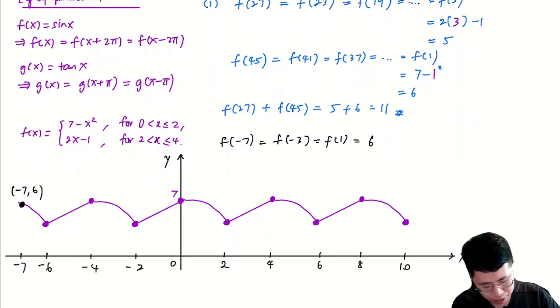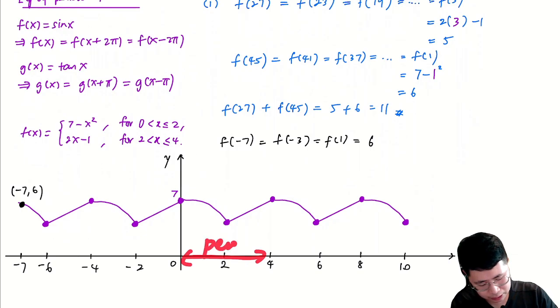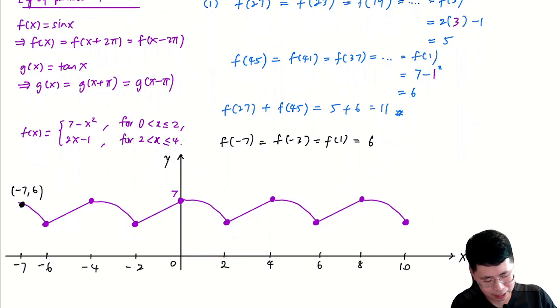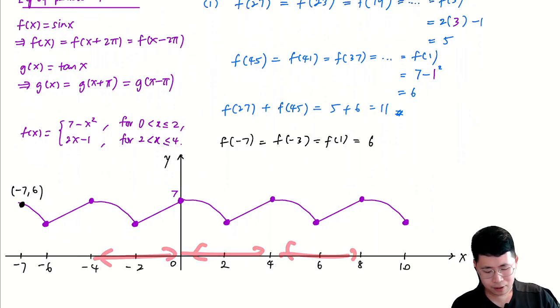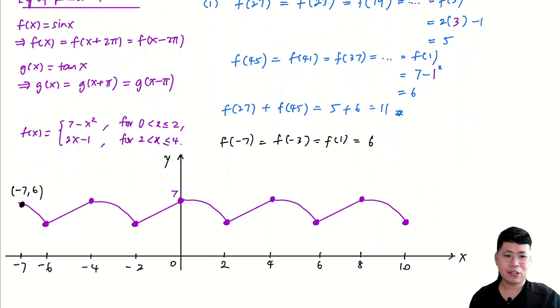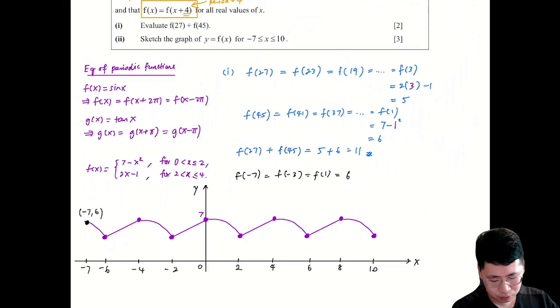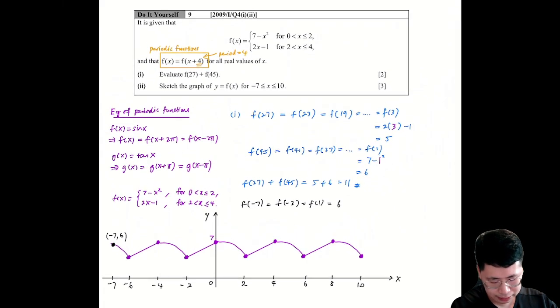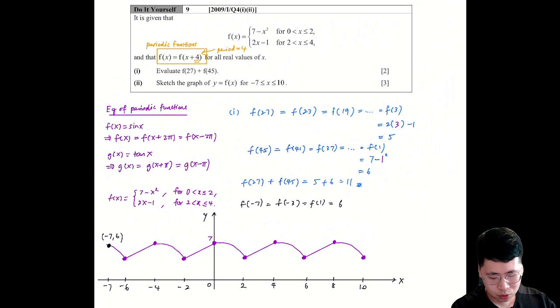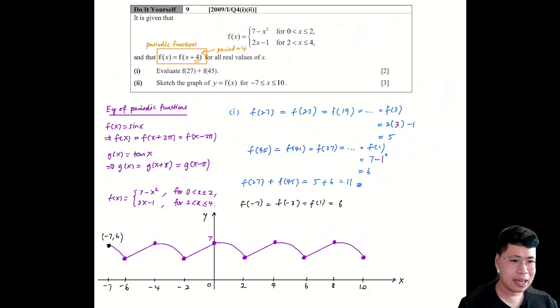The period over here is 4. The period over here is going to be equal to 4, and then it will repeat itself for every 4 units. So something like this. All right, so we end the video here. So hopefully you've understood what it means to sketch an easy periodic function, what it means to sketch an easy piecewise function, and what it means to sketch a piecewise function but defined periodically.